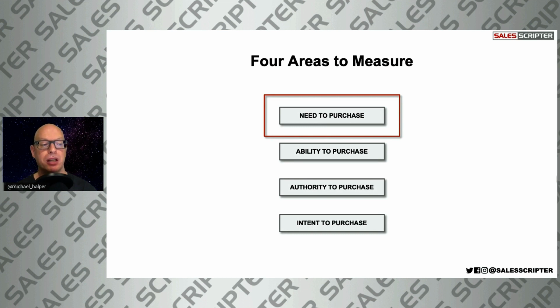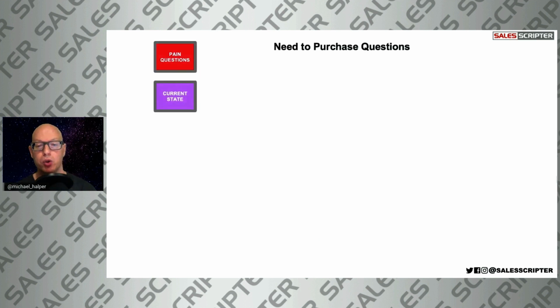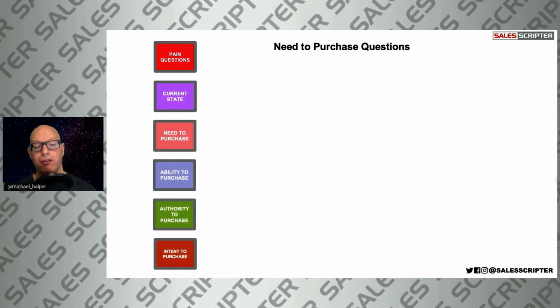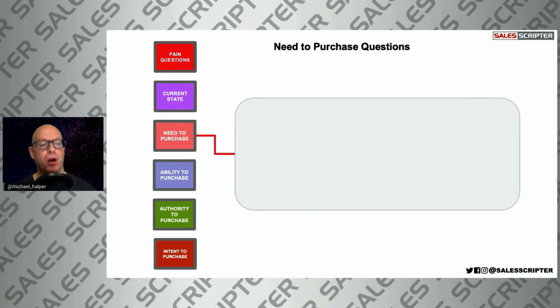Now, let me give you some examples of some need to purchase questions. By the way, we have those two building blocks of pain questions and current state questions to use to create our scripts. We can use those to create our cold call scripts and our meeting scripts. These four areas give us four other building blocks that we can use to create our meeting scripts and our appointment scripts. Now let's look at each of these building blocks one at a time. So the need to purchase building block, let's talk about some questions to give you some ideas there.